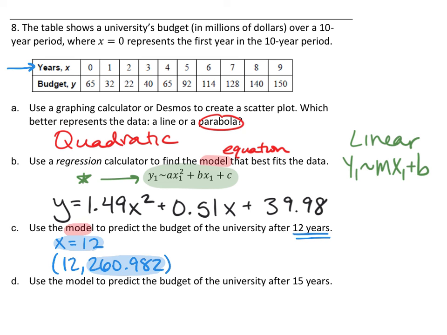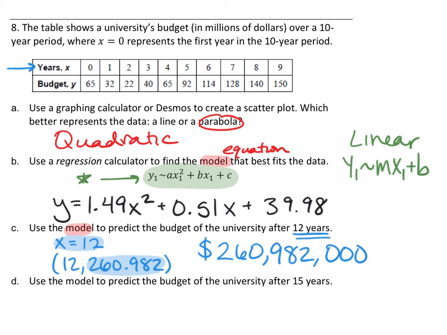However, the context of this question says that these numbers are in millions of dollars. So the final answer here is actually $260,982,000. Because that number is measured in millions.